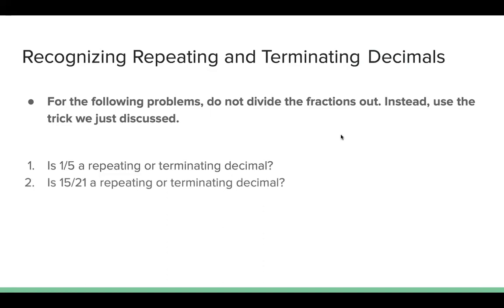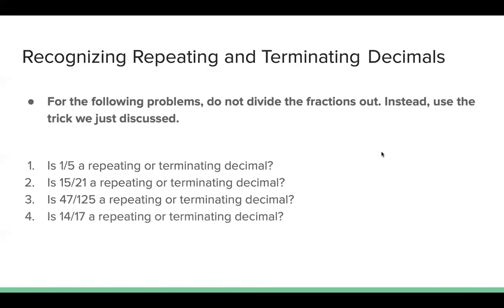Next one, 15 over 21. It's repeating. Yep. Why is it repeating? Because it's not divisible by 2 or 5. Yep, that's exactly why. And I think this might be the last one. Yeah, that one's terminating. Good, because 125 is divisible by 5.